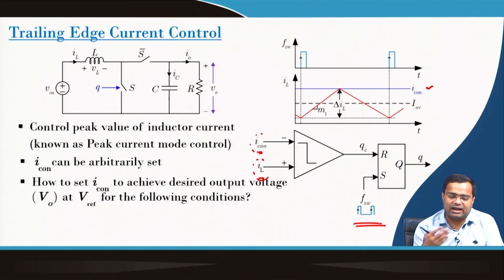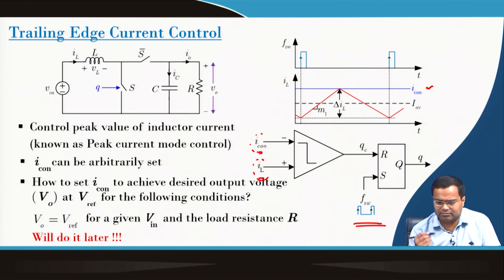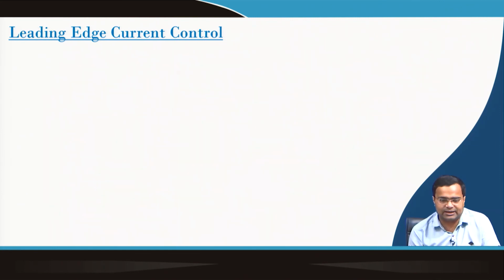Then you can actually achieve the current, that means it is directly current control. So, it is a trailing edge pulse width modulation, and we will discuss in detail about the current mode control later, like a dedicated current mode control technique.